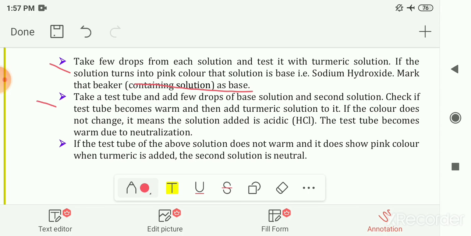Next step: take a test tube and add a few drops of the base solution and the second solution. In the test tube, take a few drops of the basic solution, sodium hydroxide, then add one of the remaining two solutions, and check if the test tube becomes warm, and then add turmeric solution to it.